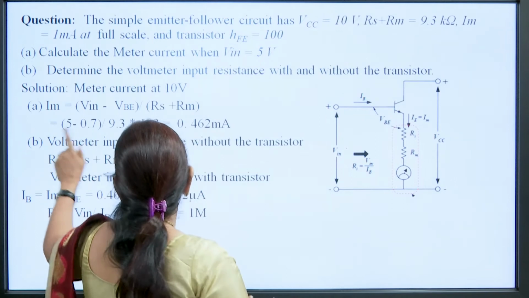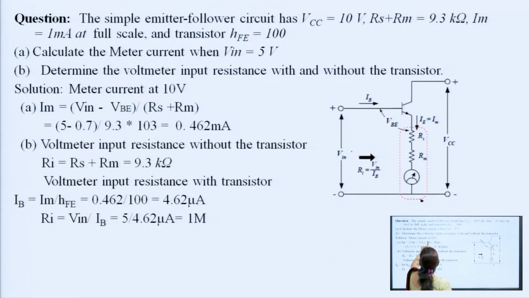At 10 volt the meter current will be 1 milliampere. First we calculate the meter current at 5 volt. When the input voltage is 5 volt, the meter current Im is equal to V input minus VBE divided by this resistance. So it is 5 minus 0.7 divided by 9.3 into 10 to the power 3. It will be 0.462 milliampere. When the current for 10 volt is 1 milliampere, it should be 0.5 milliampere for 5 volt input, but here, for the 5 volt input, the current is 0.462 milliampere.